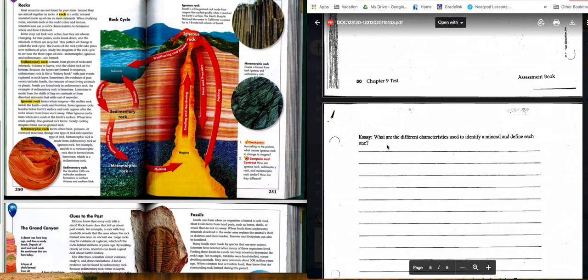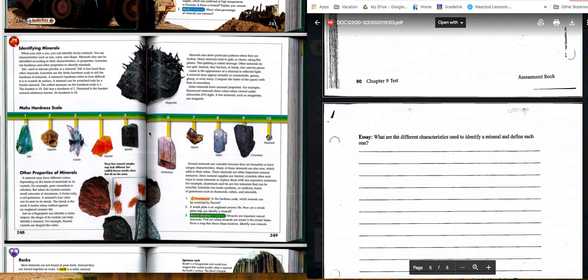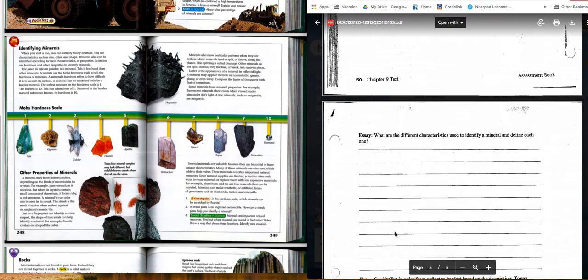Okay, then the last section. It says, what are the different characteristics used to identify a mineral and define each one? So guys, that's this page. So I would write down number 1 characteristic would be hardness, and then I have to define it. So I'd write the word hardness. Hardness equals how difficult it is to scratch its surface. Okay, this was Tuesday. So if I want to find my notes for Tuesday, guys, all these answers are in there, right in order. You copy it down there.